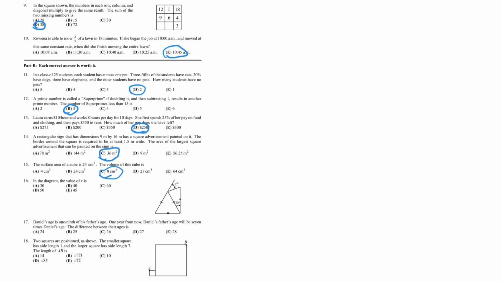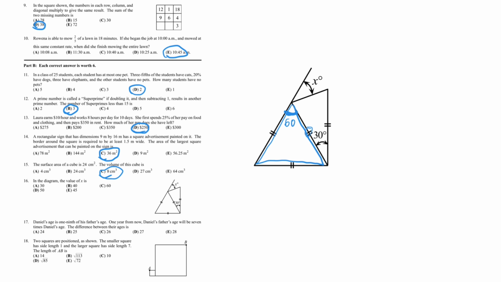Number 16, in the diagram, the value of x is. All the side lengths with the tick marks are equal. That means this triangle is the equilateral triangle. All the angles in equilateral triangles are 60, so this angle is 60. For the second triangle, sides are equal, so that's the isosceles triangle.